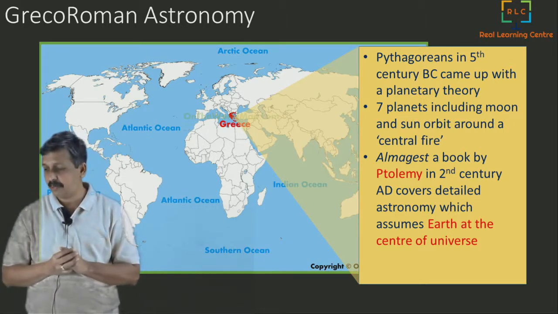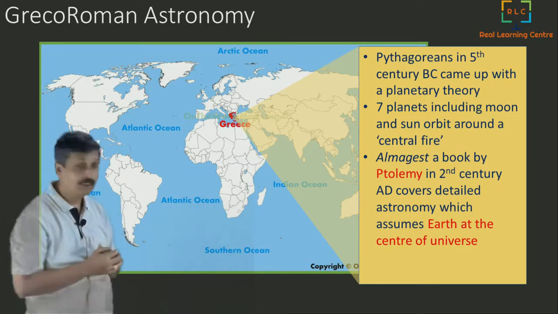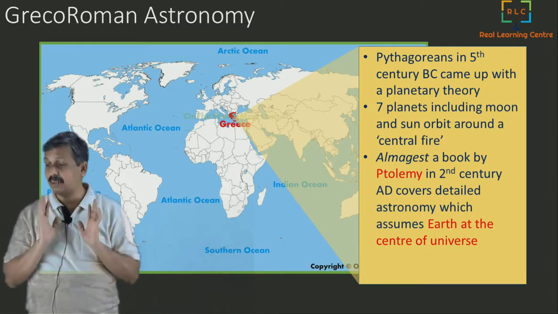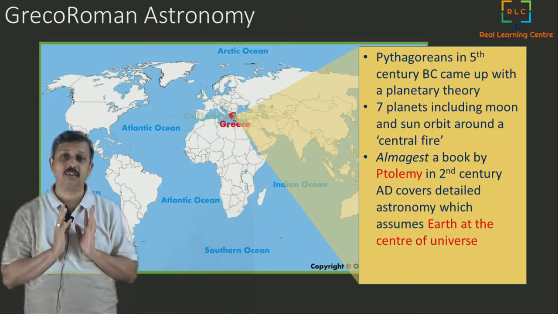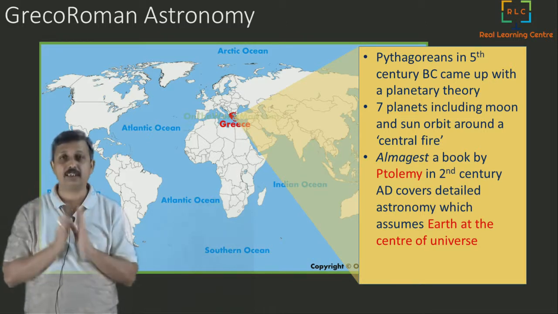He came up with a planetary theory. According to his theory, there are actually 7 planets including the Moon. The Sun is also a planet according to him.